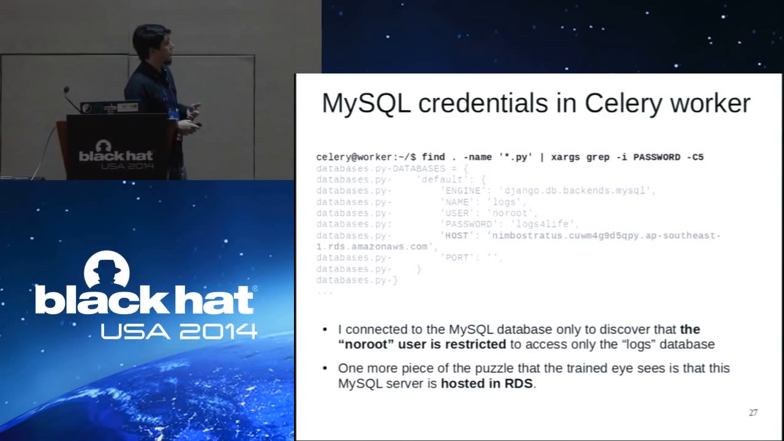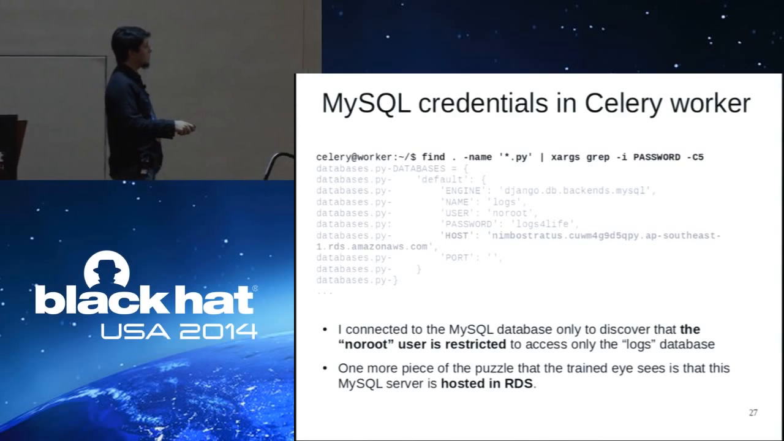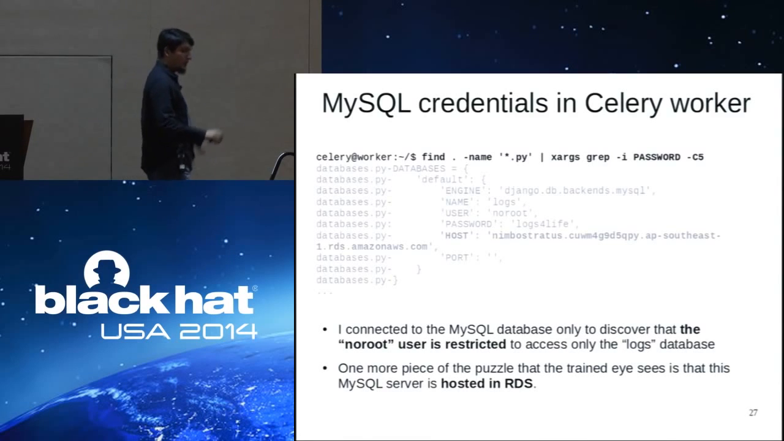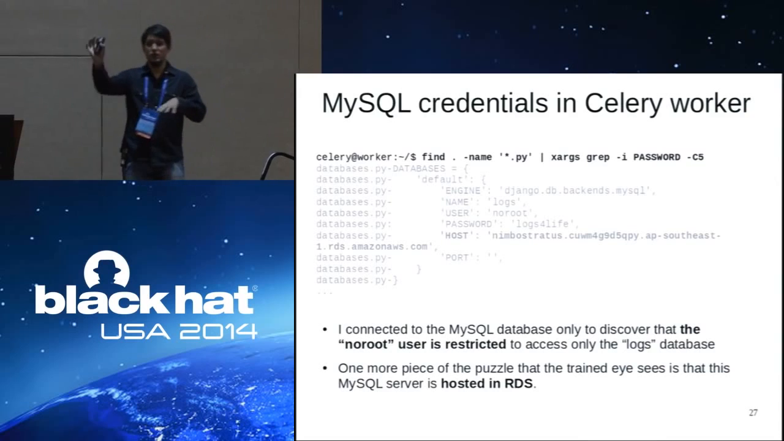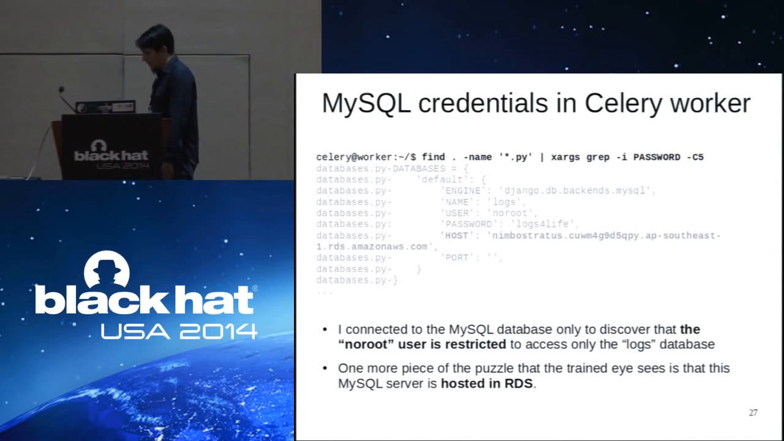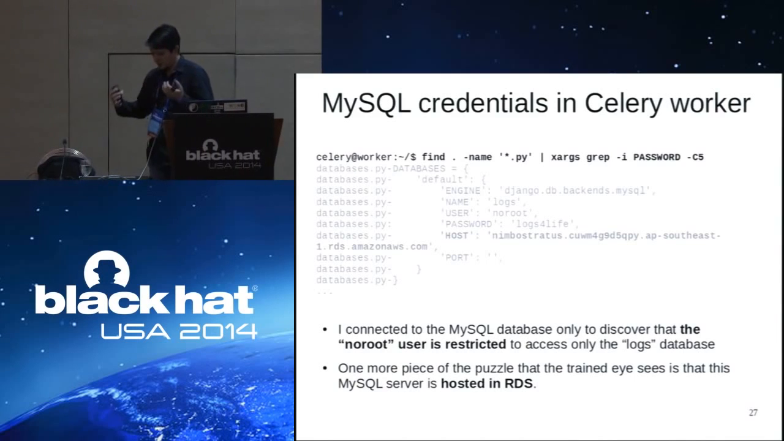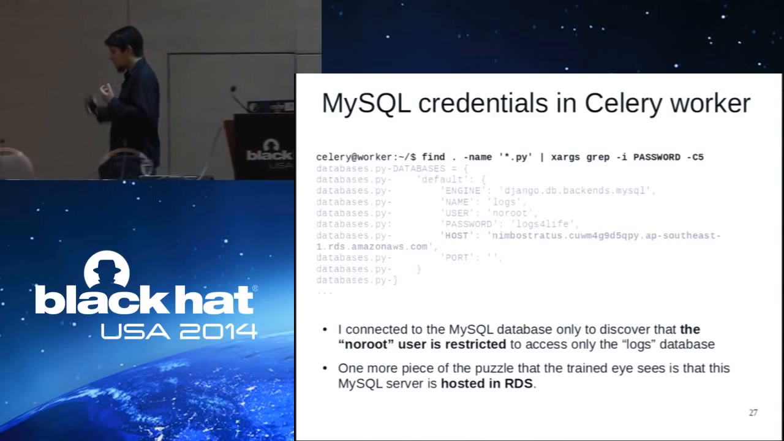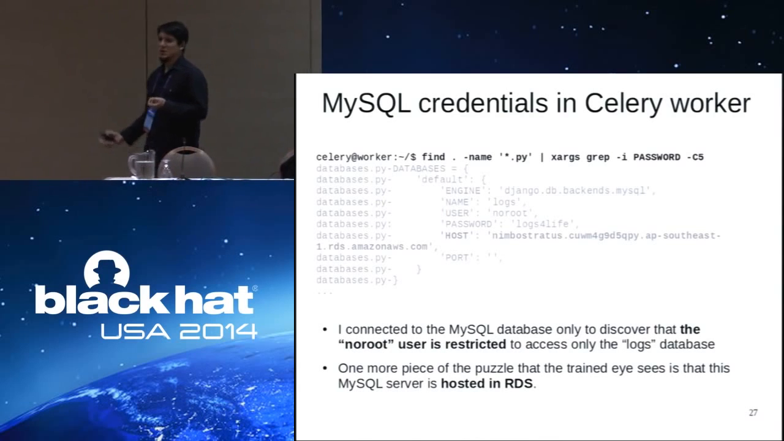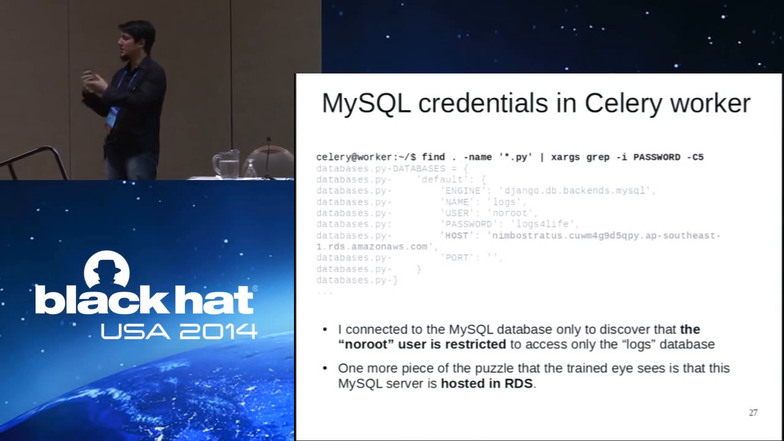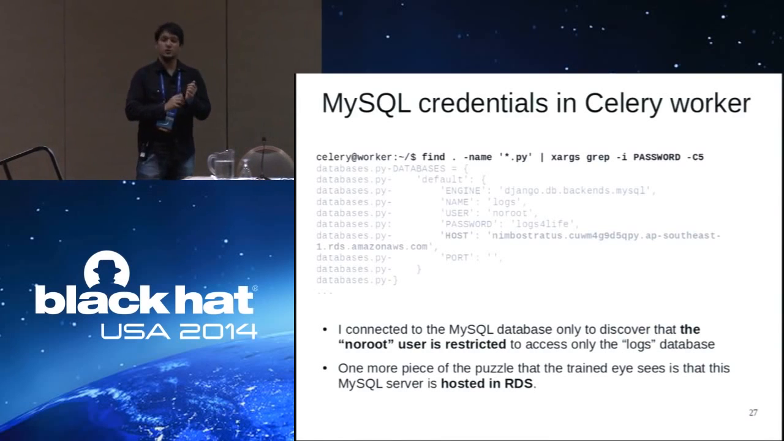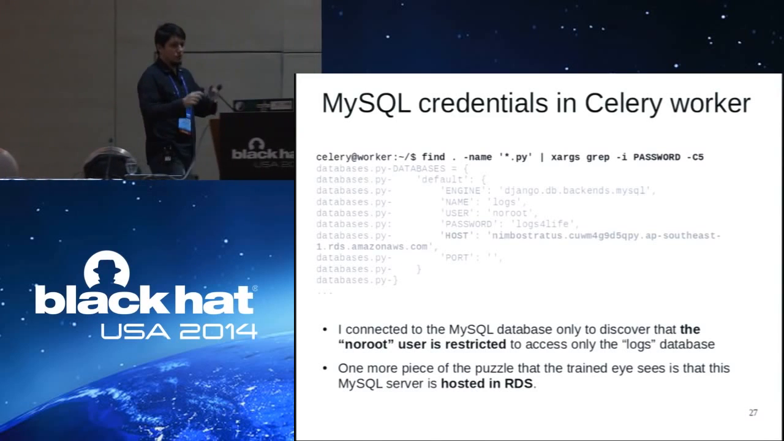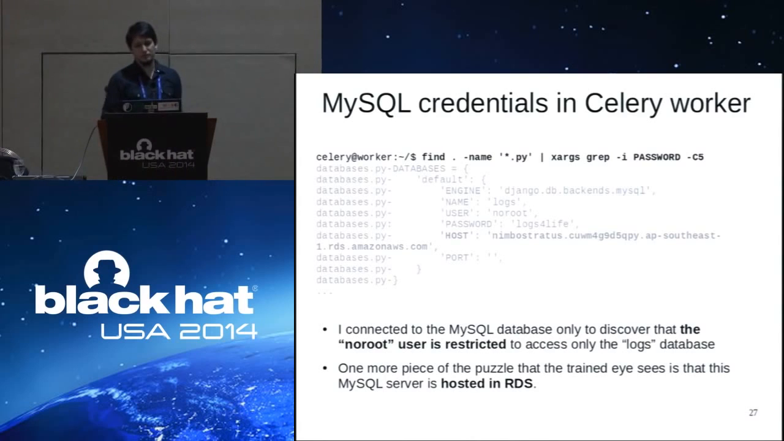I tested this. As you can see, the user here is no root, and the password is some random password. I tried to dump that database. I was unable to do it. I tried to connect to the database. I was able to do it, but the information that was there wasn't really interesting. It was logs about the tasks that were run by those workers. And with no root access, it was kind of boring.